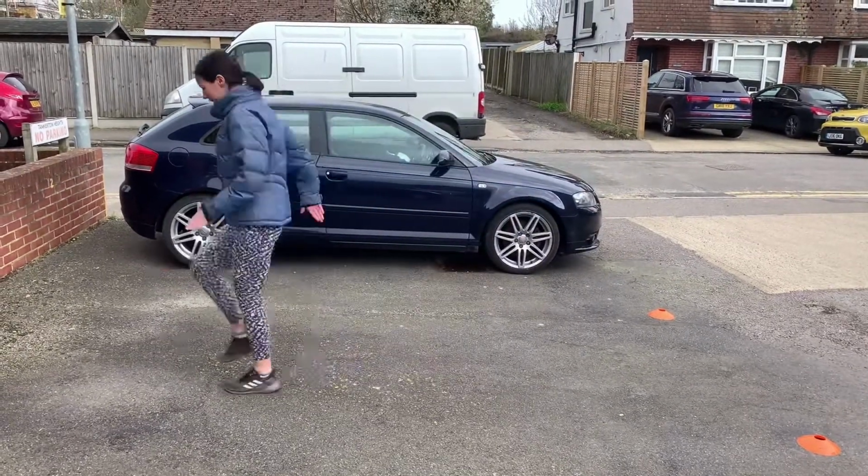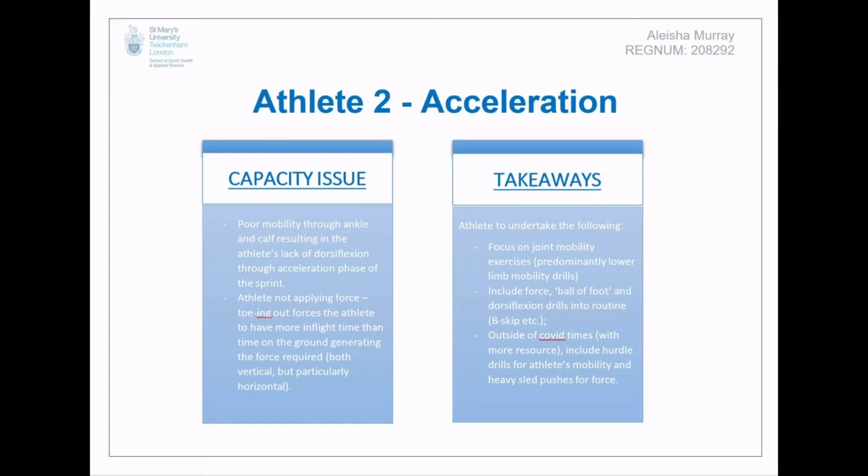It's hugely important. Recap for athlete 2. So the takeaways are that she needs to focus on joint mobility exercises and really focus on that force, so pushing her foot down through the ground to generate the force.